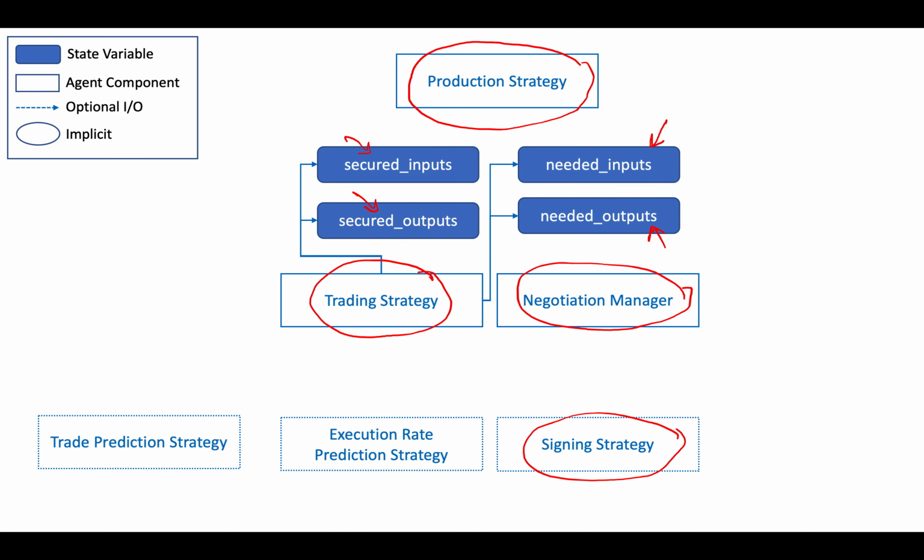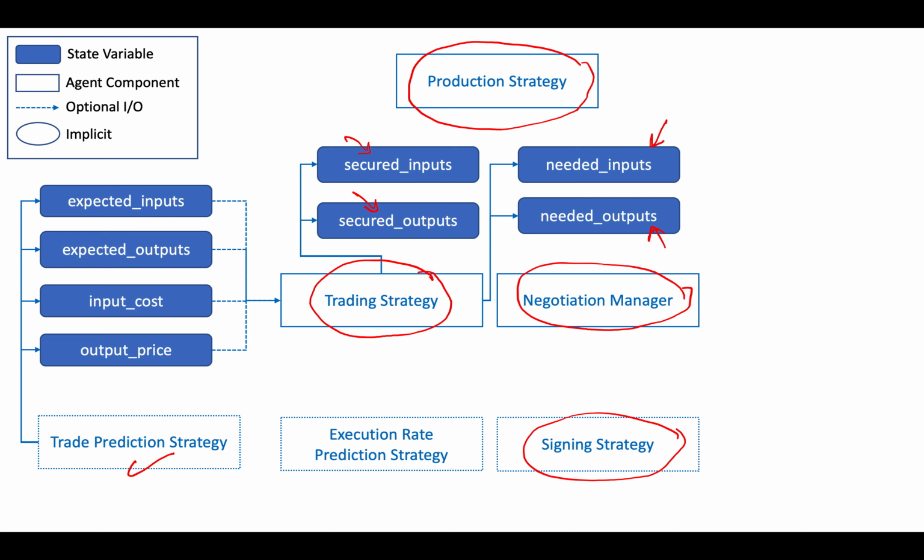To achieve that, some trading strategies, as we will describe later, use subcomponents. One of them is the trade prediction strategy, which just predicts what will happen in the future. So it predicts how many inputs I should expect at every time step in the future, how many outputs I should expect, what is the cost at which I should expect inputs to be available, and what is the price I should expect to sell my outputs at. Of course, this can easily be used to generate the needed inputs and needed outputs by the trading strategy.